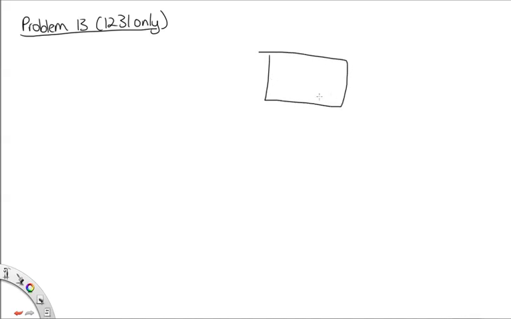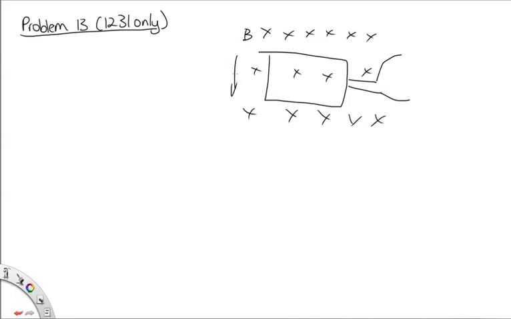Problem 13. This is 1, 2, 3, 1 only. In this problem, we've got a loop of wire. It's being turned in a constant magnetic field, B. Here we've got a length little b, here's length little a, and we'll assume that it rotates at a frequency f. And we're asked what's the induced EMF.